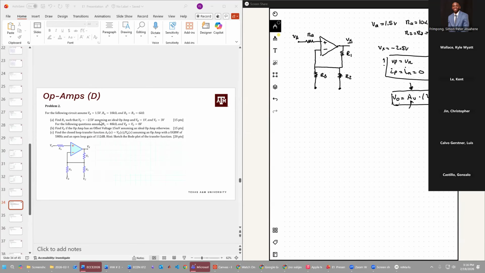Any other characteristics? Assuming the ideal op amp, we are saying that VB is 1 volt, VC is equal to 3 volts. It says for the following questions, assume R1 is 48 kilo ohms and VB is equal to VC equal to 0. So that's for the next set of questions, it's kind of weirdly placed.